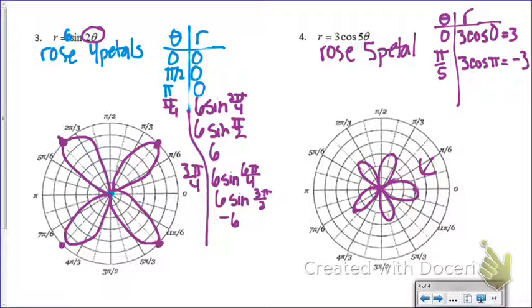Alright, so that is how we graph our polar equations when we don't have a calculator. So we'll do some practice on this. And again, if you're not sure what these graphs are going to look like, there's never any harm in picking some theta values, plugging them in, and then just seeing what happens.